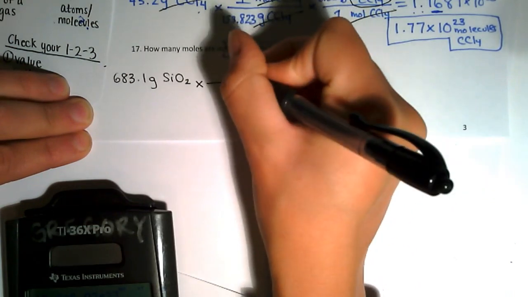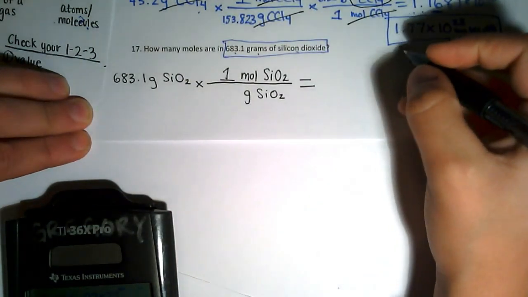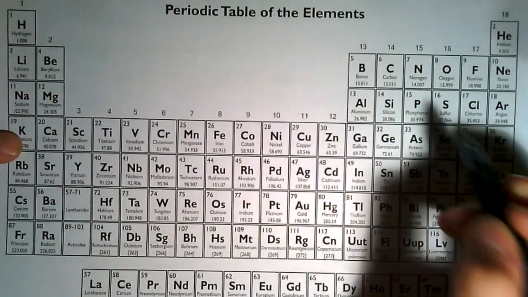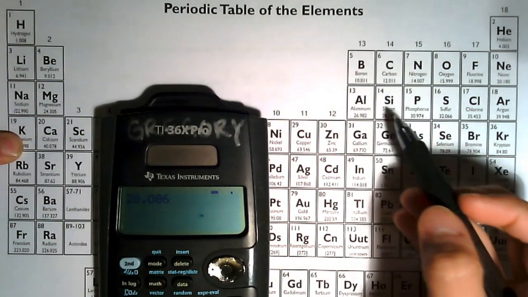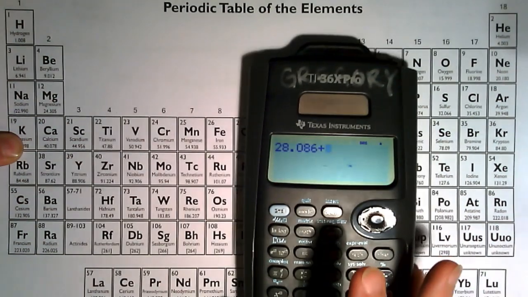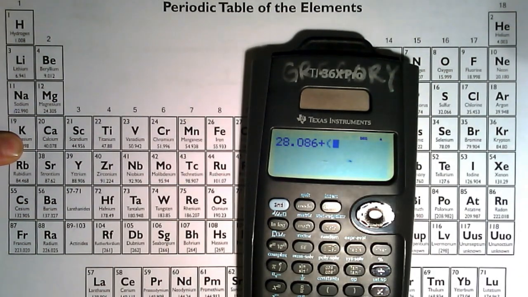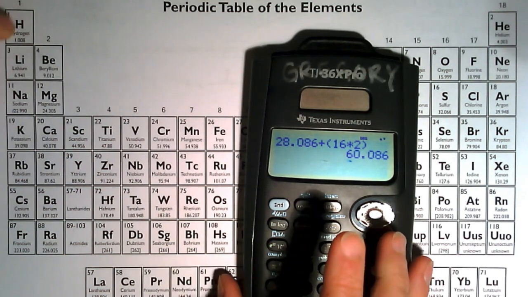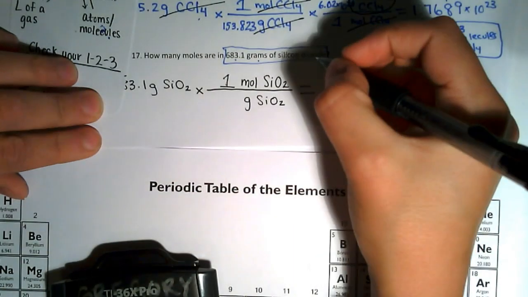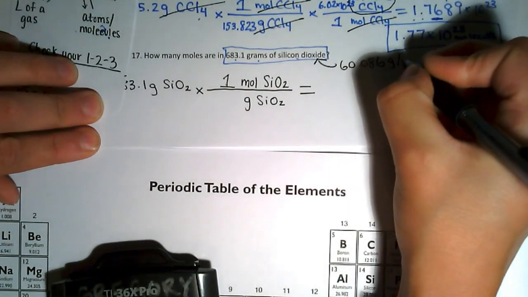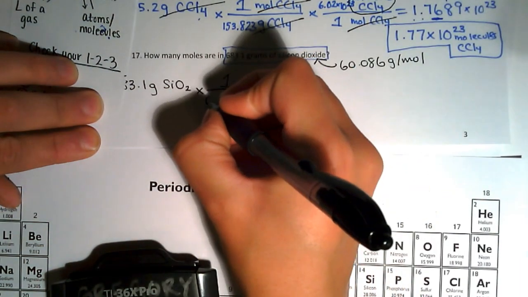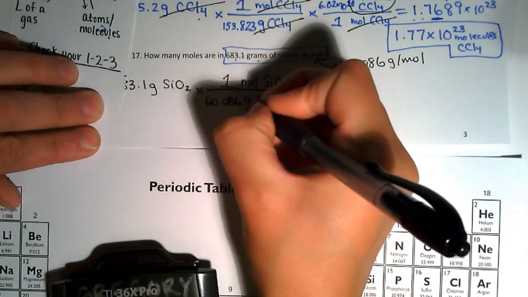So to figure out how many grams are in 1 mole, we need to add up all the individual molar masses. So we need silicon is 28.086, plus 2 oxygens, so 16 times 2, times 2, that gives us 60.086. So silicon dioxide is 60.086 grams per mole. I'll put that down here, 60.086 grams for 1 mole.